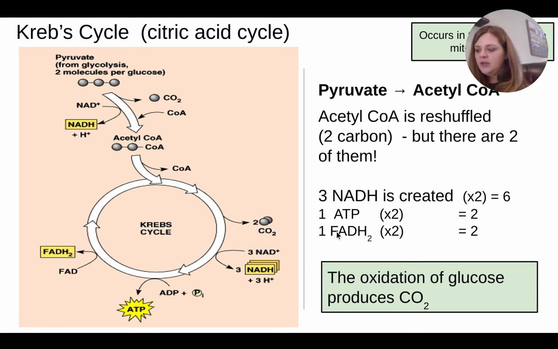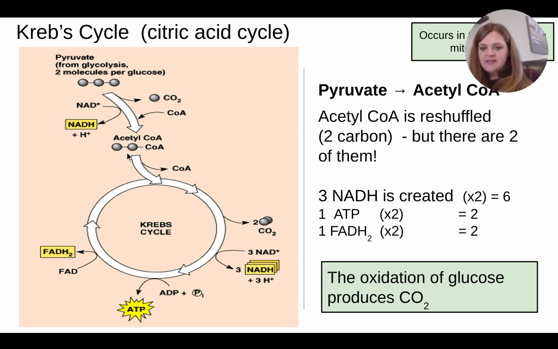So pyruvic acid is converted in this very first step into acetyl-CoA. We can see that NAD picks up an electron here. We're going to kick off one of those carbons and send it off as a carbon dioxide, and then this CoA molecule is going to come in and attach, and that's how we get that acetyl-CoA.